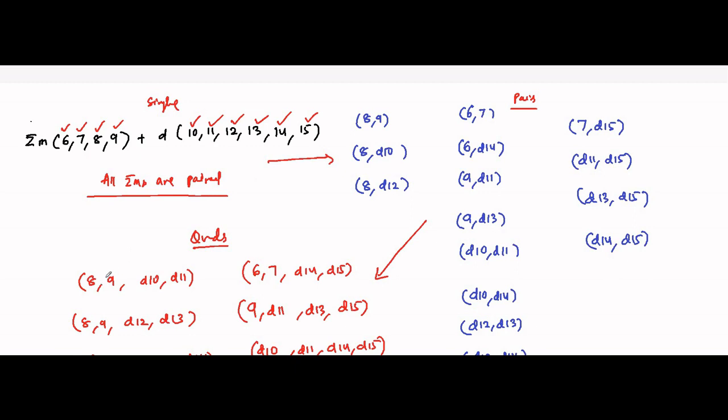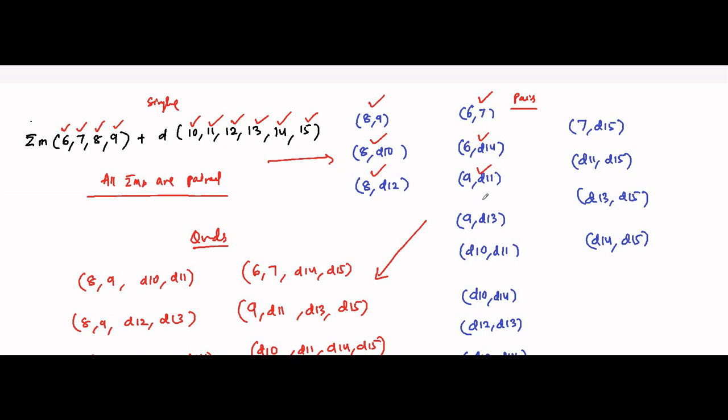Okay, 8, 9. It is present here in this. So we'll tick mark it. 8, D10. Present here. We'll tick mark it. 8, D12 is present here in this. We'll tick mark it. Then 6, 7 is present here in this merged minterm pair. We'll tick mark it. 6, D14. Present here. Tick mark. 9, D11. Present here. Tick mark. 9, D13.